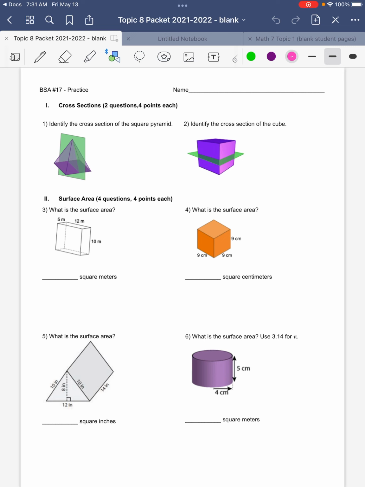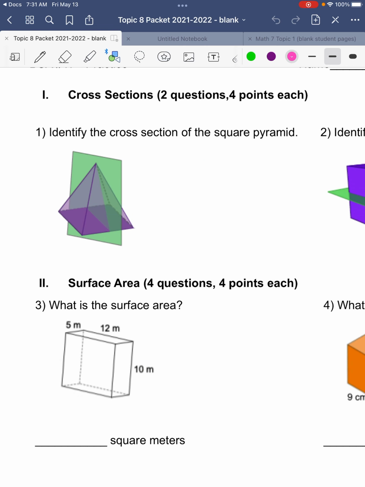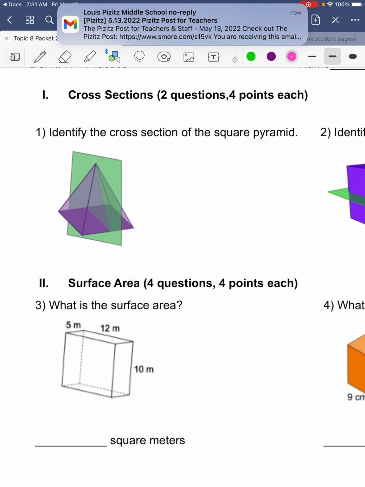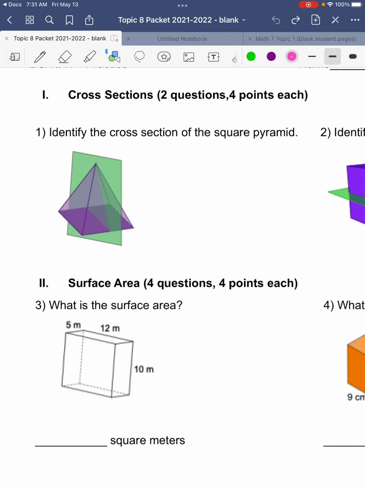Okay, now that we've gone through that, let's get started with our first section. You will see two cross-section questions on your quiz. They say identify the cross-section of whatever the 3D figure is. So in number one, we're identifying the cross-section of the square pyramid. And I notice that my base is down here, right? So I'm cutting this pyramid perpendicular to the base.